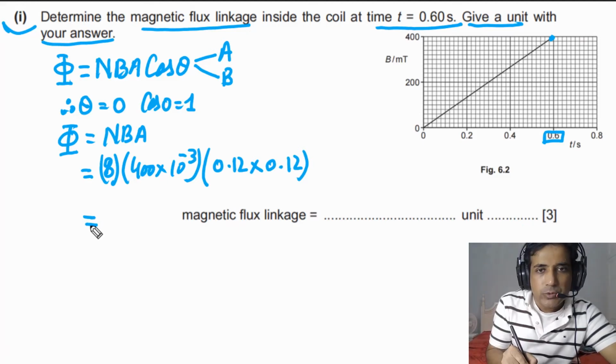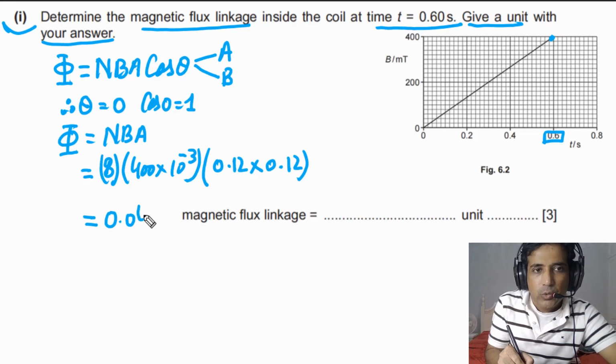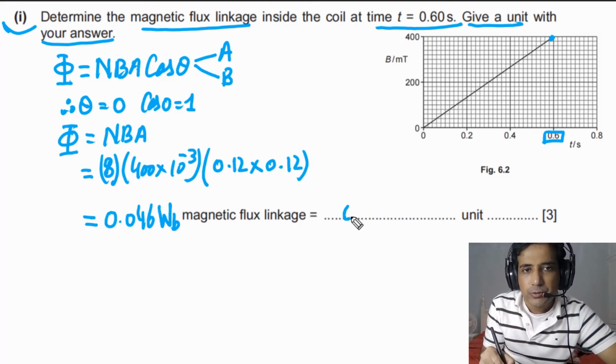Simply we need to calculate. If we calculate this, our final answer is 0.046, and the unit of magnetic flux linkage is simply Weber, Wb. So this is our final answer, 0.046, and the unit is Weber. So this is how you can answer this question.